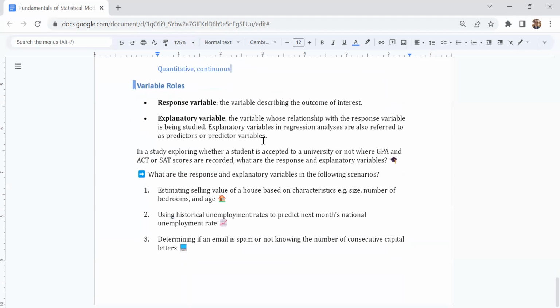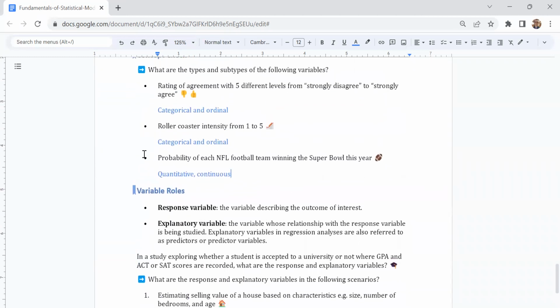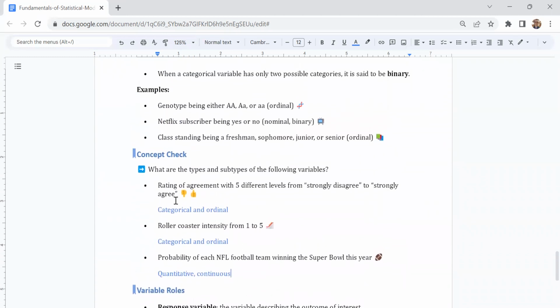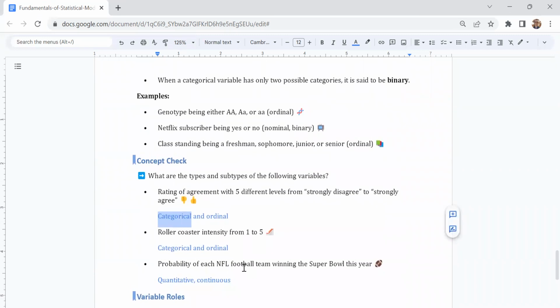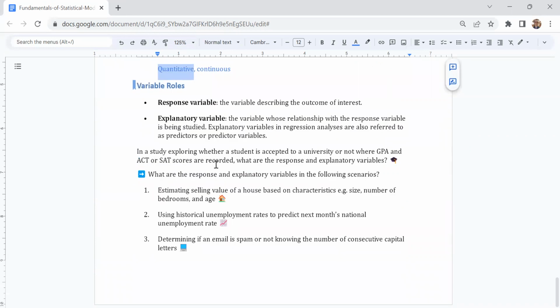And the last thing we'll look at is the different roles that variables play in predictive models. The types are important to understand because there are certain types of models for a categorical outcome, and certain types of models for a quantitative outcome. Then when we're actually fitting a model, even once we've selected a model, it's important that we're able to designate or decide which one is our response variable and which one is our explanatory variable.